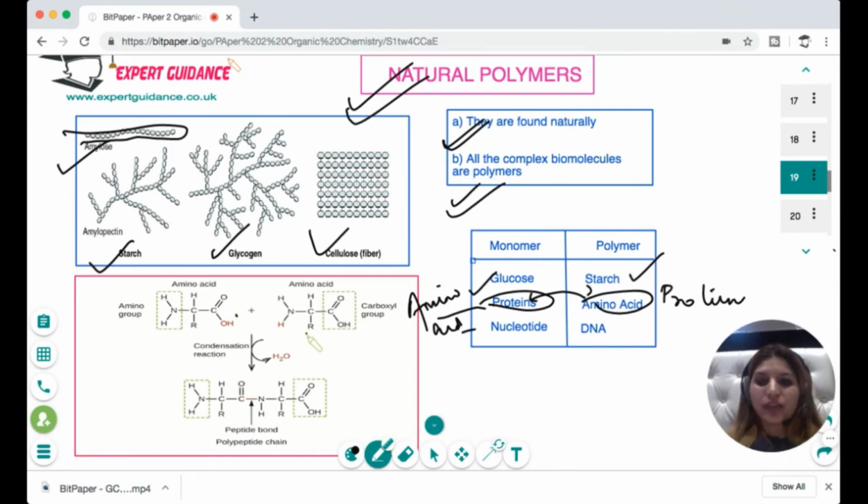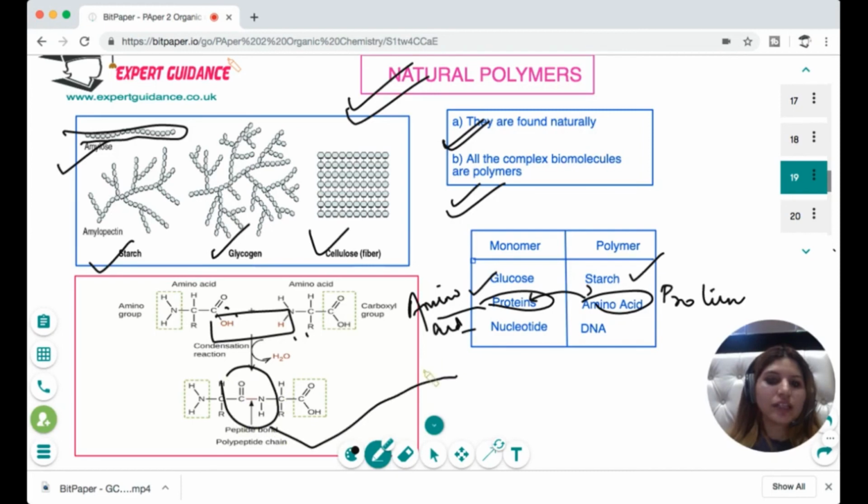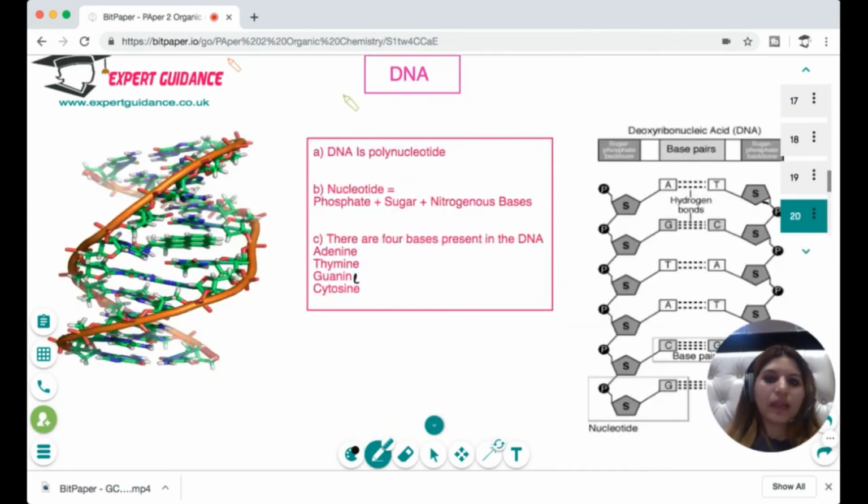And then two amino acids. Amino acids have a carboxylic group and an amine group together. When they join together, a molecule of water is lost and it forms a peptide bond, and they are the condensation polymers. DNA is a polynucleotide, we have done it in biology, so it's just a brief recap.